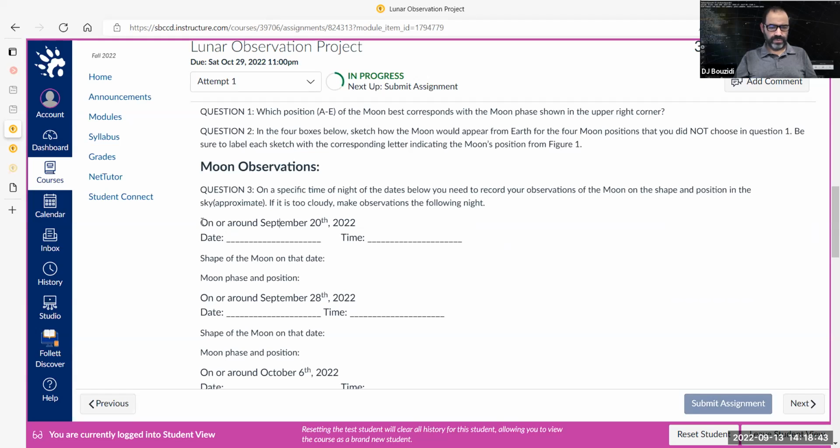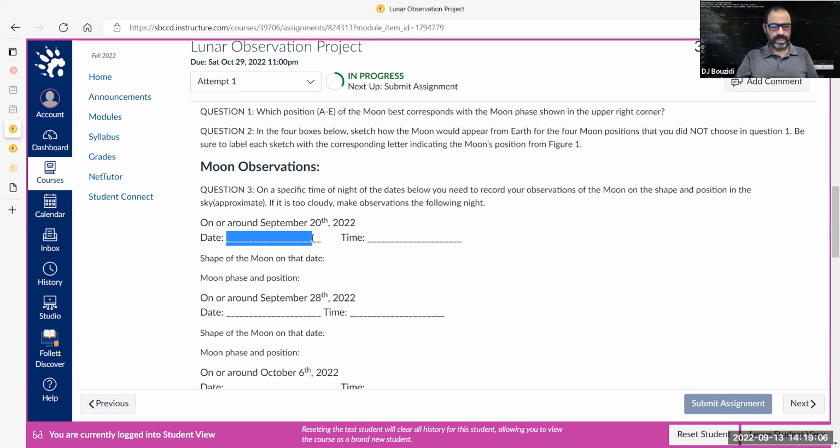So here is the deal. The first observation is on Tuesday, a week from today. That is where you're going to report the shape of the moon on that day and the phase of the moon on that day. It may not necessarily be nighttime. It may be early in the morning when you have to do your observations. So you really have to go outside.